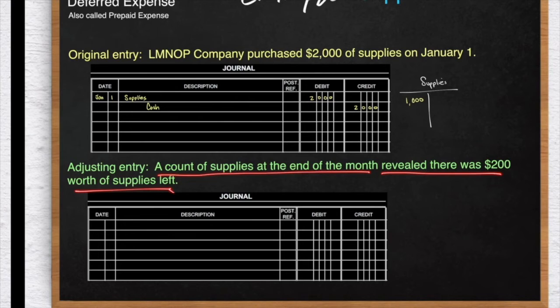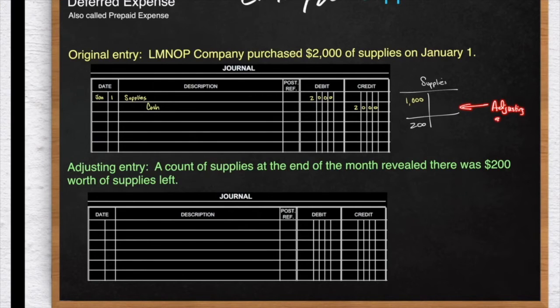And at the end of the month, my count of supplies revealed there was $200 worth of supplies left. So how do we reflect that in the T account? Well, if there's $200 remaining, you want to put that underneath or below the $1,000. So originally you had $1,000. I know it says 2,000. I made a mistake. Let's assume it's just 1,000. And at the end of the month, you only have $200 left from the 1,000 that you originally purchased.